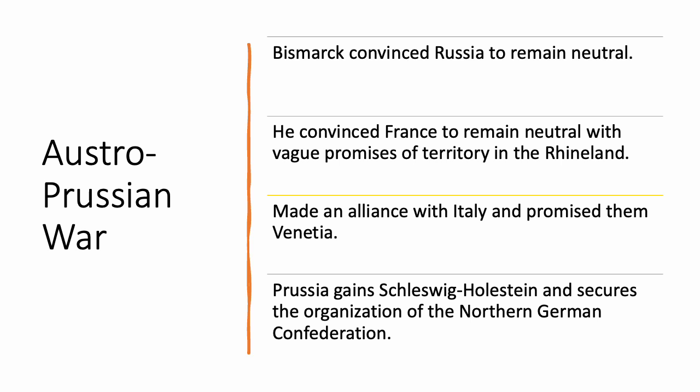So Prussia is going to be successful in this war. They're going to gain all the territory that they had gotten during the Danish War. And they also are going to secure the organization of the Northern German Confederation. So various German states that were not part of Prussia yet, they're going to secure this. And so it's going to help unite the area even further.